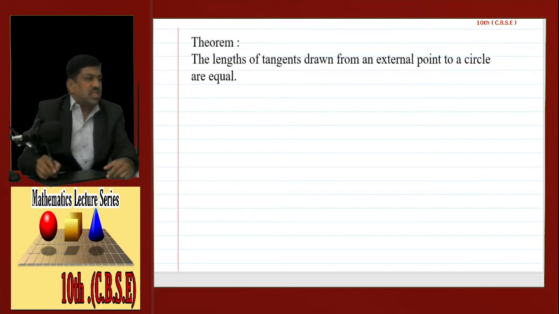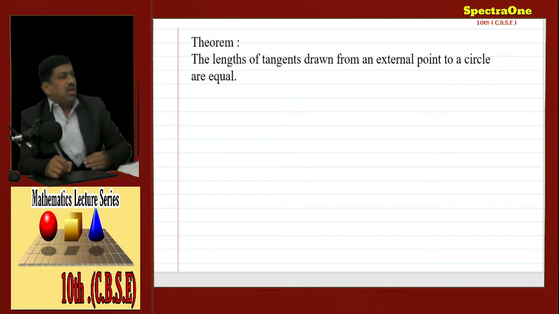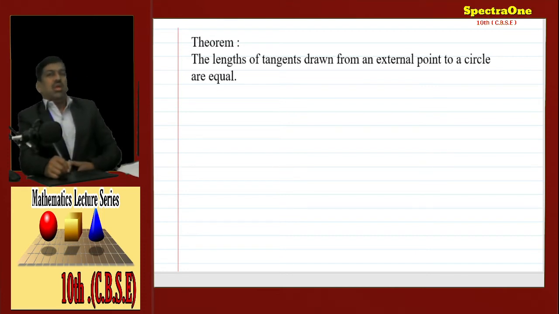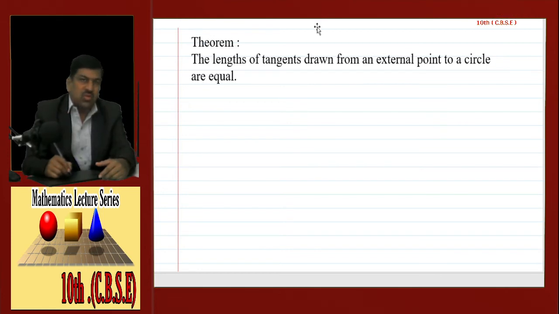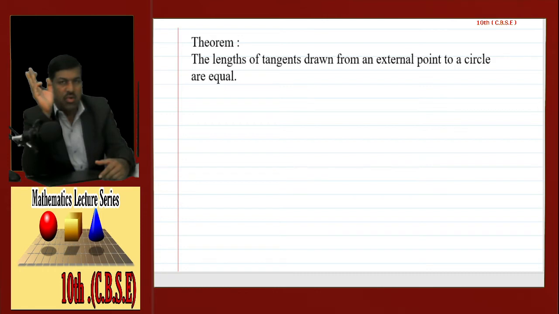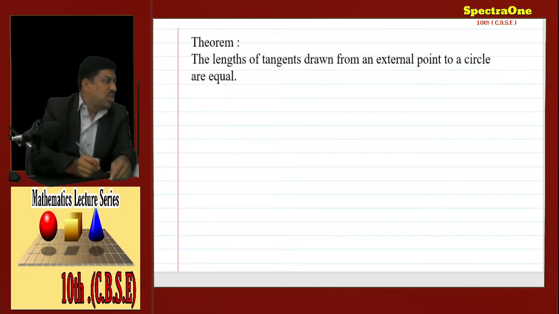This is the next theorem. The lengths of the tangents drawn from an external point to a circle are equal. If there is a circle and an external point which is not on the circle or inside it, but present outside the circle, and if you draw tangents from that point to the circle, the lengths of the tangents are equal. That is the theorem. So we have to prove this.